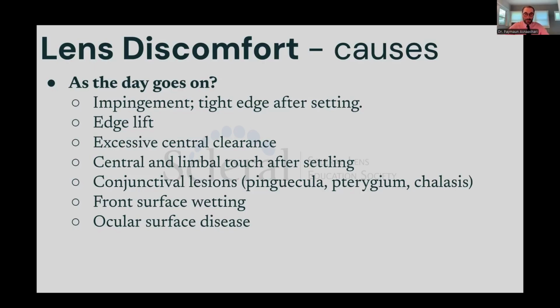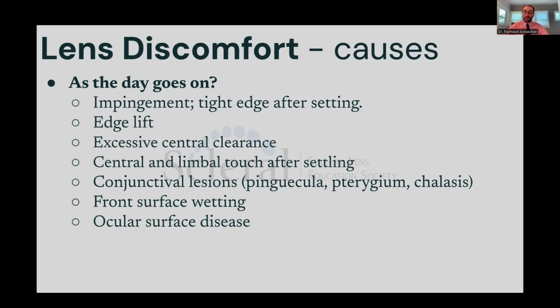So check for excessive central clearance. You'll also want to check for central and limbal touch after settling. When the lens settles, the central and limbal areas could change in clearance as they wear it for longer periods of time, so make sure you check those areas. It could also be due to minor conjunctival lesions like pinguiculae, pterygiums, and conjunctivochalasis. These types of lesions can cause the lens to not sit evenly across the whole sclera, so you want to look out for these to see if you may need to make some adjustments to have the lens sit better and reduce some of the discomfort issues.